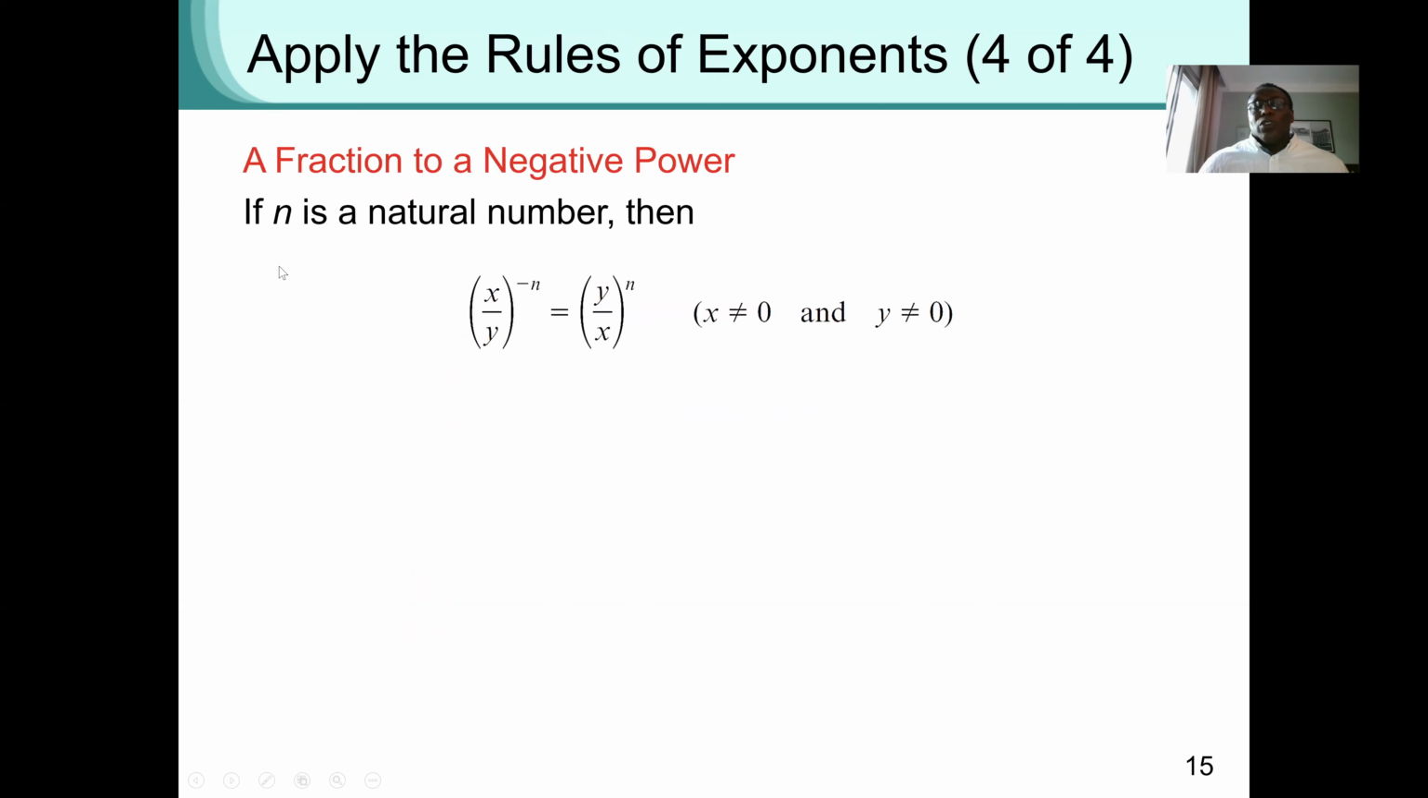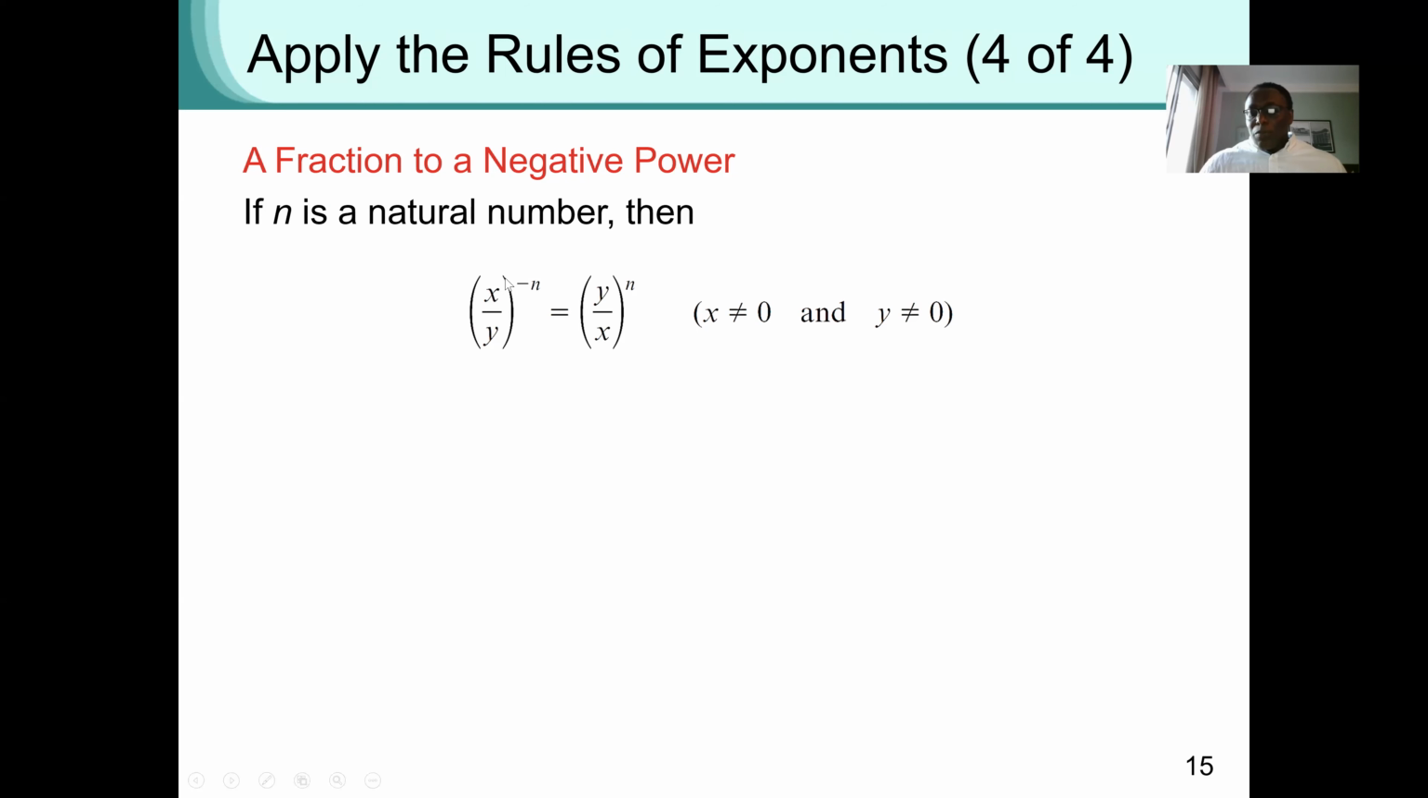Okay, so next we go to the fraction to a negative power. Now we say that if n is a natural number, then x over y to the power negative n, turn it upside down. So it's the same as y over x to the power n.